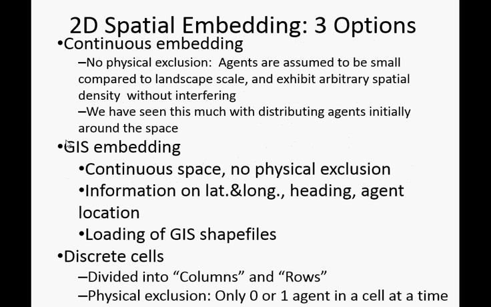So basically in AnyLogic, there's three supported mechanisms. And not surprisingly, these correspond to the three most common ways of capturing space in models in general. Number one, continuous embedding. Number two, discrete cells. And number three, GIS. Okay.